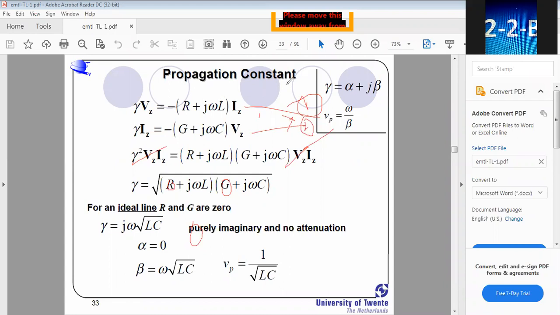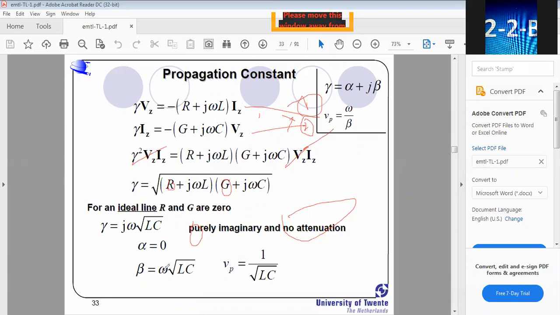Here the propagation constant is purely imaginary for the lossless condition, which means there is no attenuation. Already you know gamma equals alpha plus j beta. Comparing real and imaginary terms on both sides, gamma is replaced with alpha plus j beta, equal to j omega root LC. So alpha equals 0, and beta equals omega root LC.